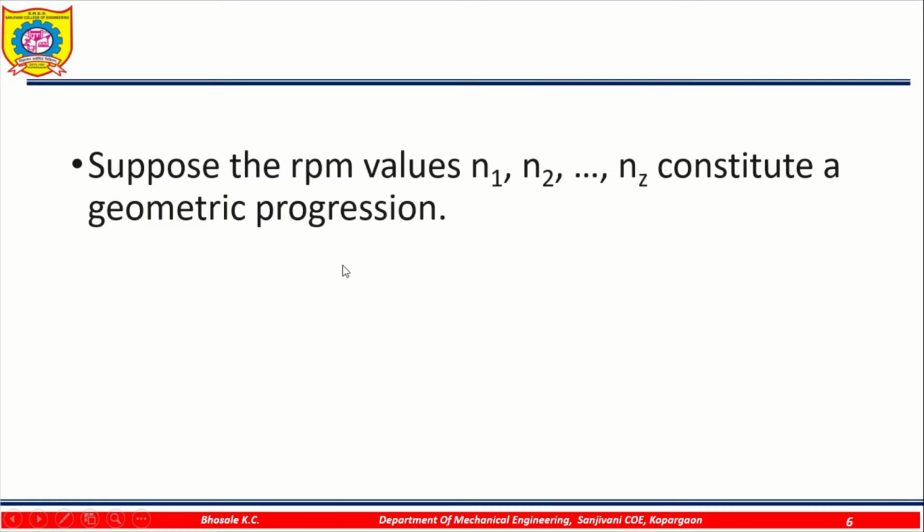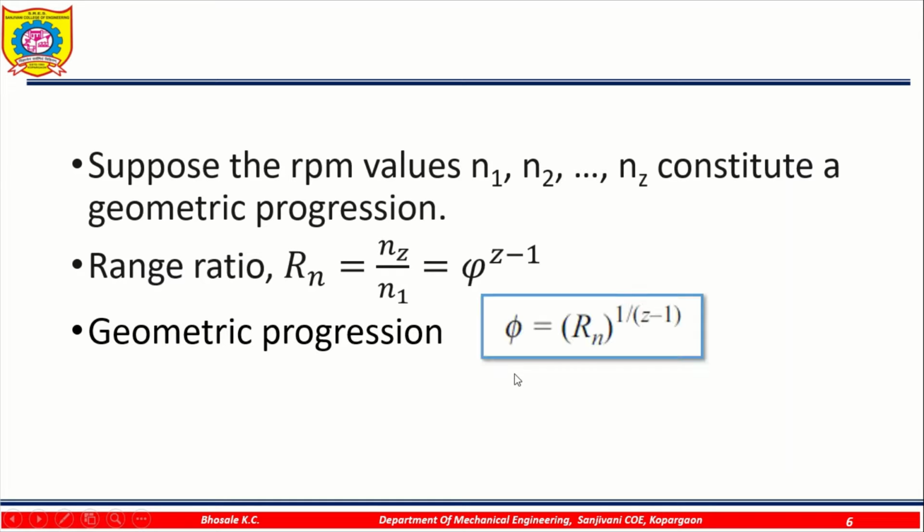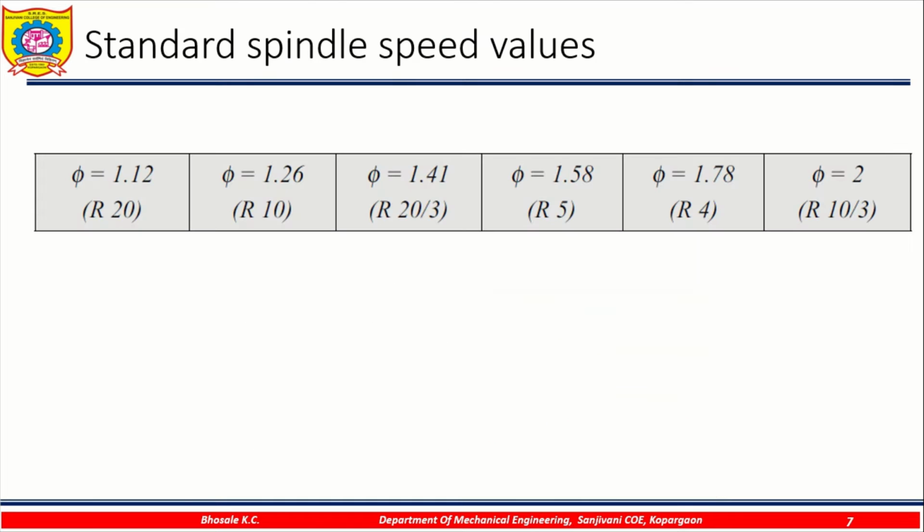Suppose that the RPM values N1 and N2 constitute a geometric progression. So the range ratio will be equal to Nz upon N1. That can also be obtained by phi raised to Z minus 1, where phi is the geometric progression ratio. It is also obtained as phi equal to the range ratio raised to 1 upon Z minus 1. From that we can find out the number of speed steps Z. So how many speed steps will be required? Z will be equal to log of Rn upon log of phi.